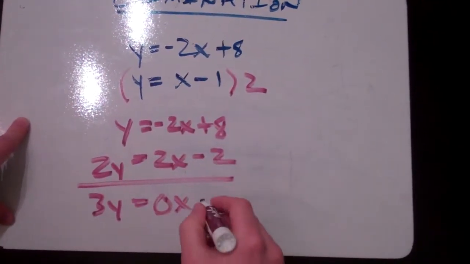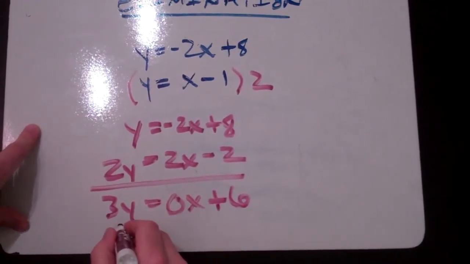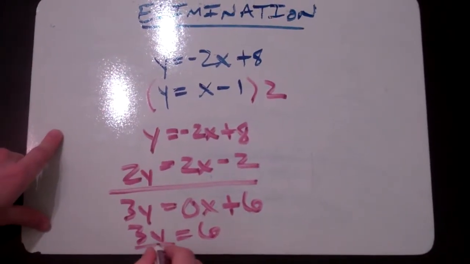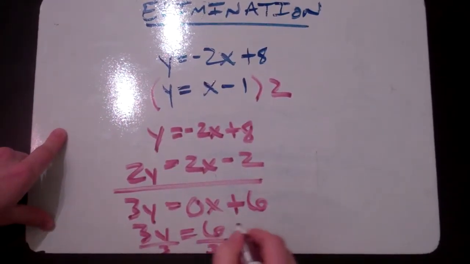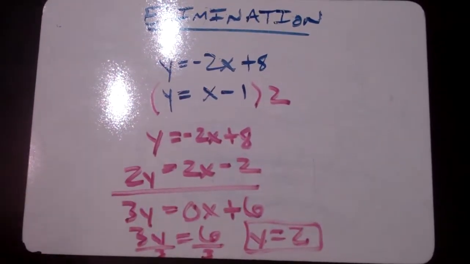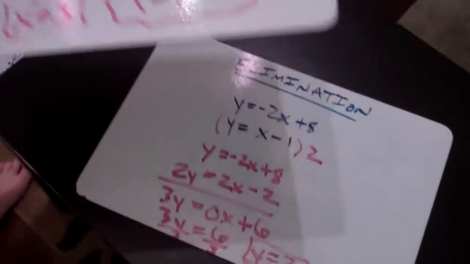Positive 8 minus 2 is a positive 6. And now I can rewrite it 3y equals 6. Get rid of the 3 by dividing it. Y is going to equal 2. And if you check out our other board, perfect. Y is 2, y is 2, we're good to go.